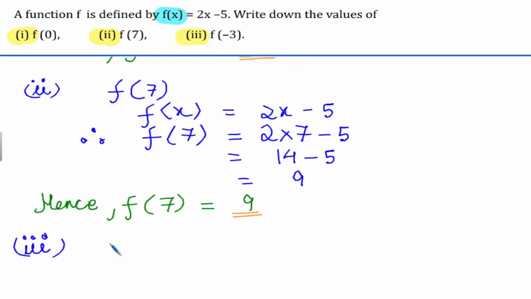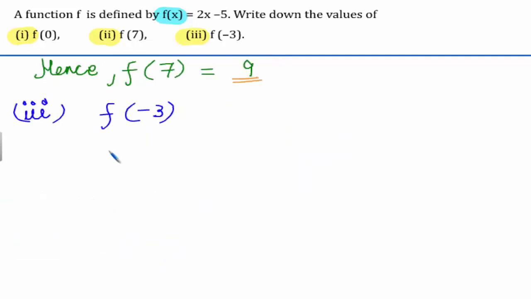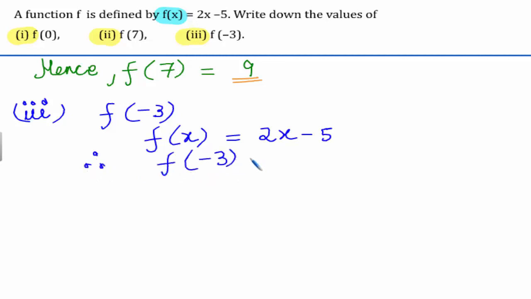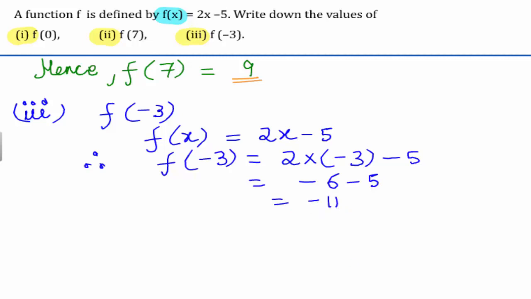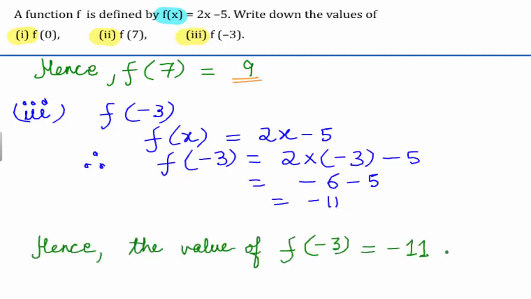Next we have to find out the value of f of minus 3. We are given that f of x is equal to 2x minus 5. So to obtain f of minus 3, we have to substitute x is equal to minus 3 in 2x minus 5. So 2 into minus 3 minus 5, that is equal to minus 6 minus 5, which gives us minus 11. Hence, the value of f of minus 3 is minus 11. So with this we come to the end of the solution of this question.